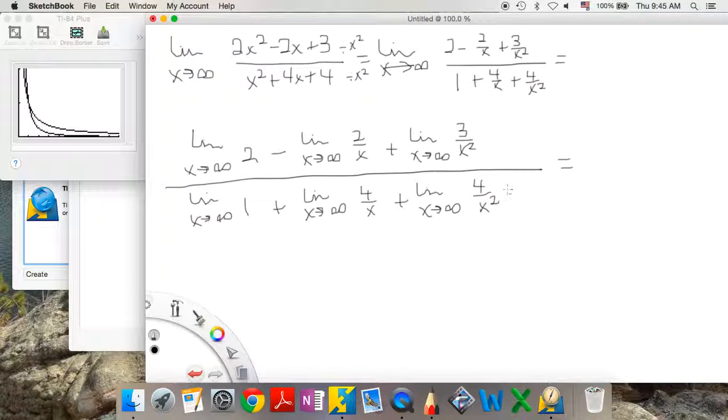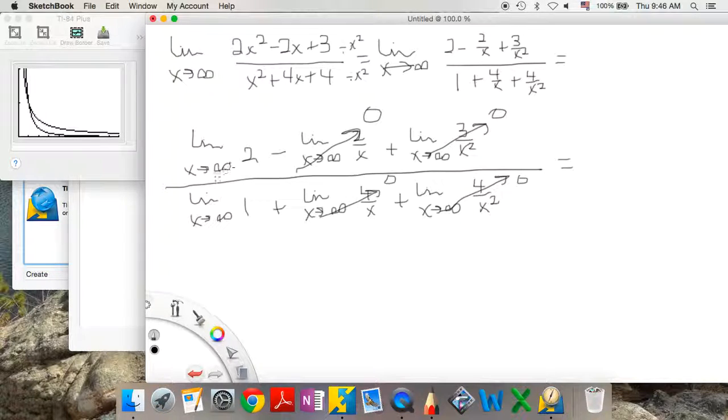Now, do you have to write that all out every time? Of course not. You can just think it in your head and figure it out. Well, this one you know is going to go to 0, and this one to 0, and this one to 0, and this one to 0, because the limit as x goes to infinity of 1 over x and the limit as x goes to infinity of 1 over x squared are all 0. We saw that from our graphs.